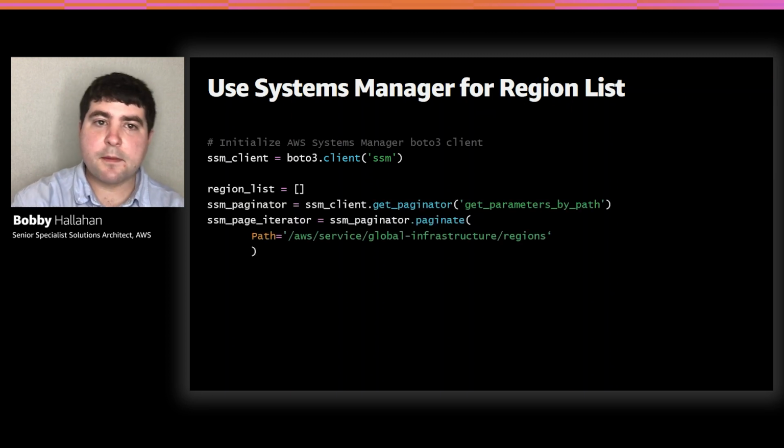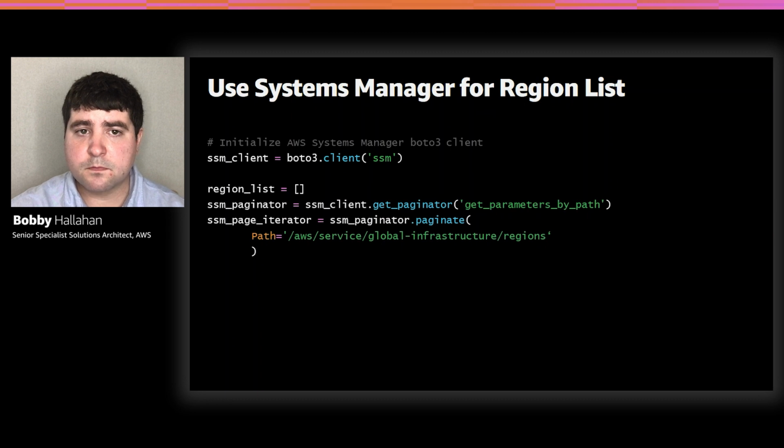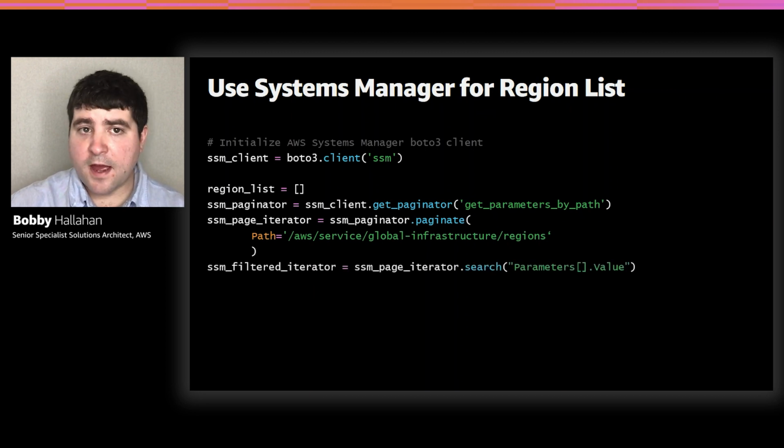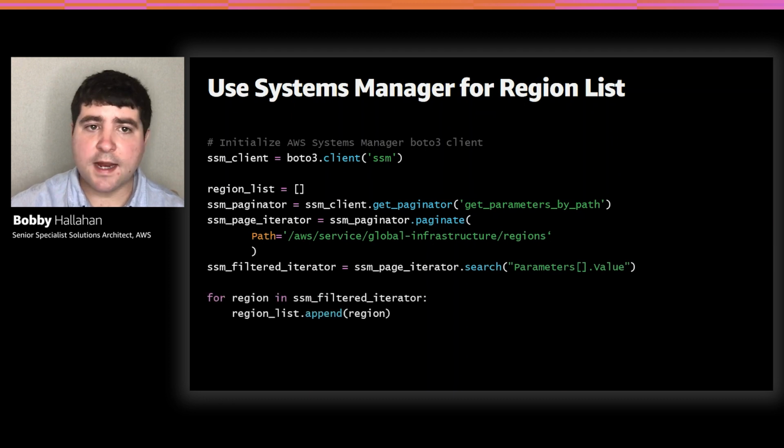From there, we'll use the get parameters by path. What's actually important here is we have a path parameter that shows AWS service global infrastructure regions. This is a Systems Manager parameter that's published to every customer, and any customer can reference it, and it gives them a list of every available region within AWS. Then we'll just grab the values, like US East 1, US East 2, and add those to our list.